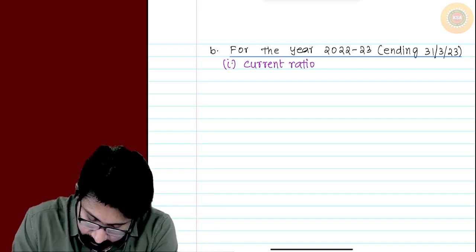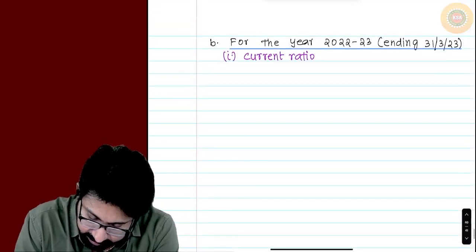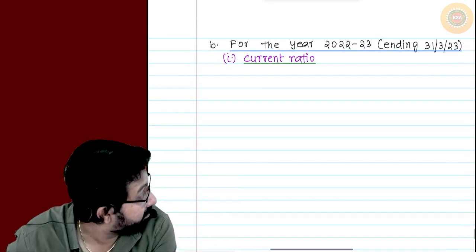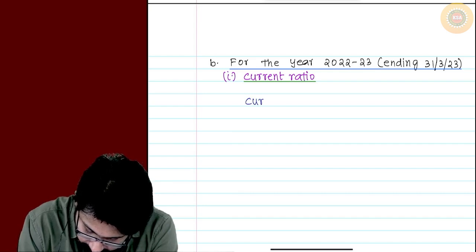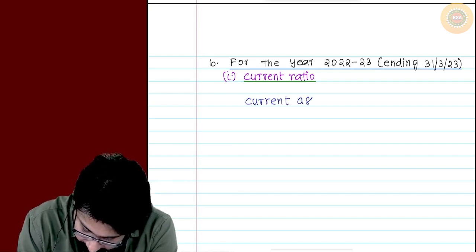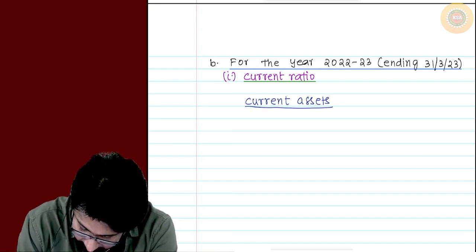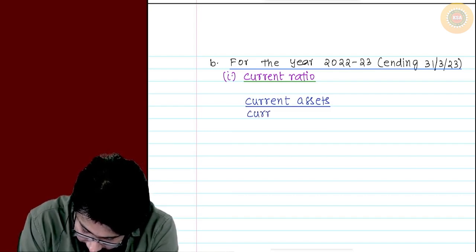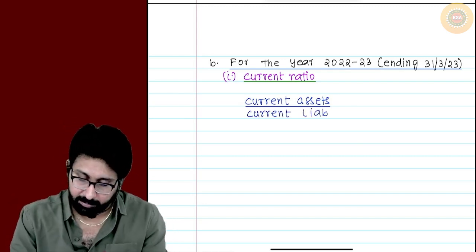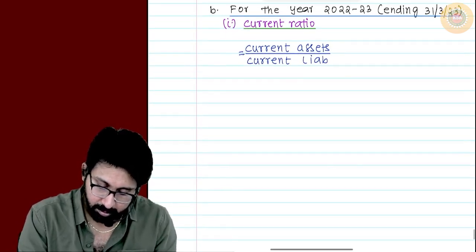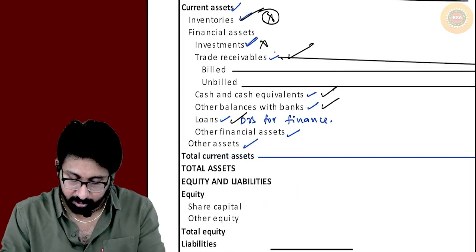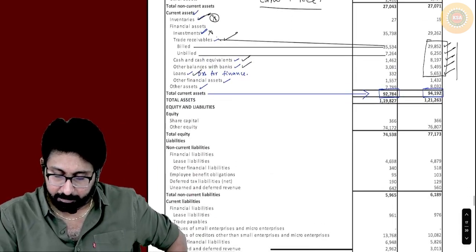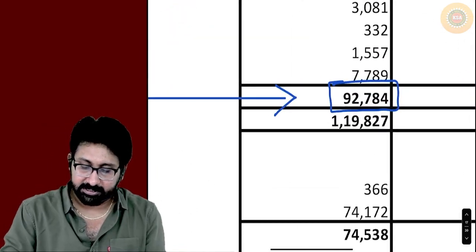Current ratio. So for the current ratio, first tell me the formula, everyone. Current assets by current liabilities. Please tell me the answer. What are the current assets? Sorry, I didn't show the second year now. Please everyone participate. What is the amount? 92,784.